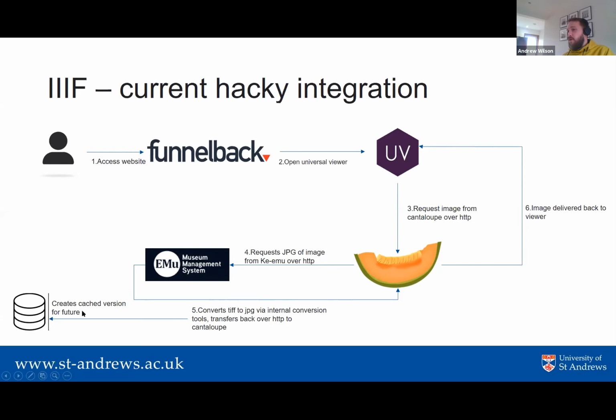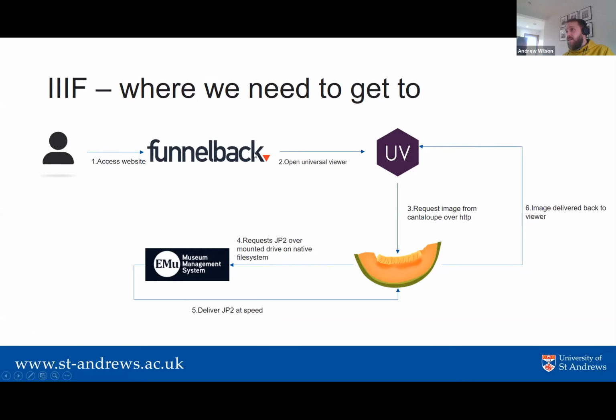At that point, it does create a cache version, so it's a bit quicker in future, but it's not great delivering things over HTTP to go grab them to get them via HTTP to then deliver again via HTTP. So where I'd actually like to get to is where this bit gets requested from Cantaloupe. Cantaloupe has direct access to the actual images, where we could have a JP2 version of it, which then gets delivered via native file store.